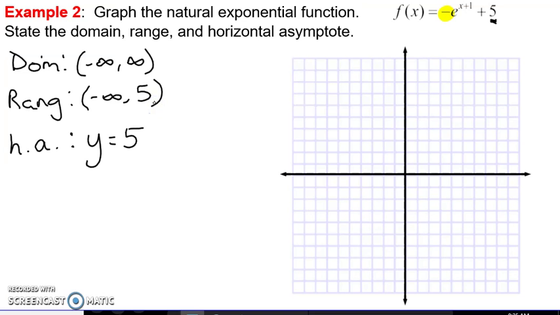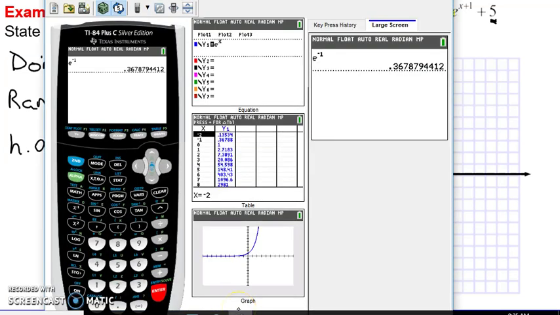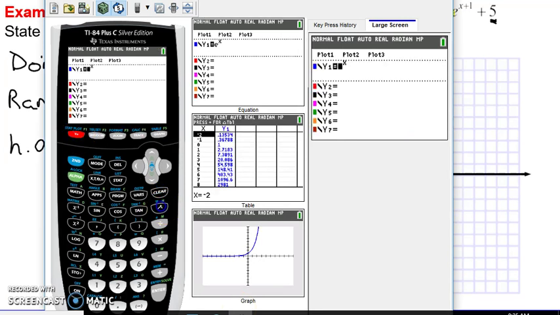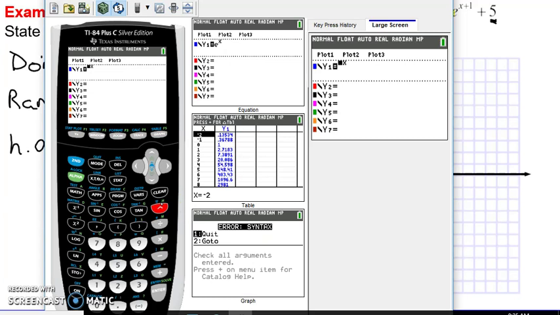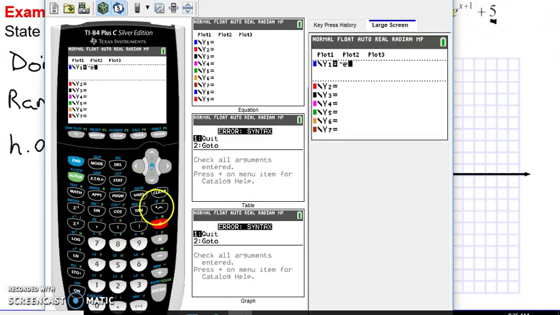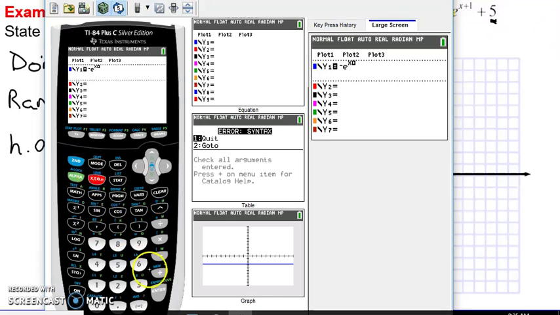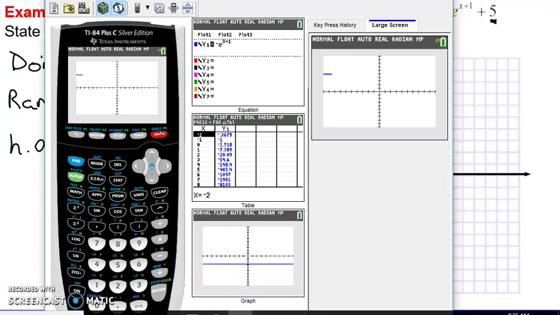So let's look at how we begin to graph this. In your calculator, you're going to clear, hit y equals, clear that as well, and we're going to plug in negative, second division, e, that caret sign with the x plus 1. Make sure you scroll to the right a little bit so you can get below the exponential, plus 5, and we'll graph it. Notice how your graph is upside down.